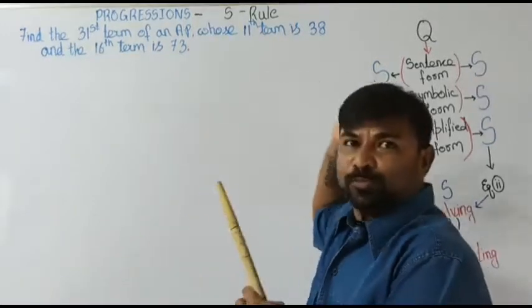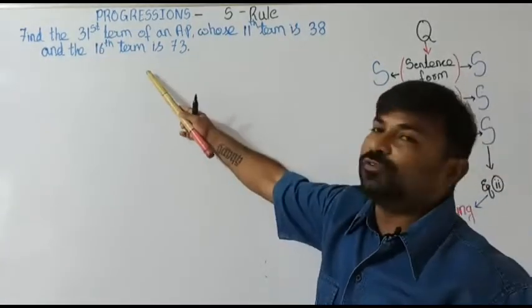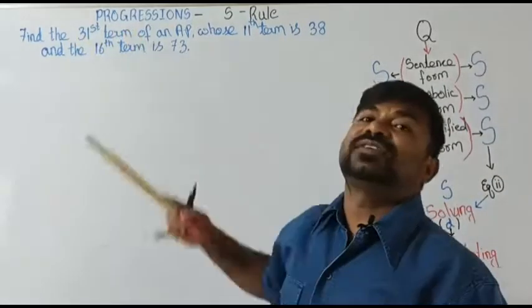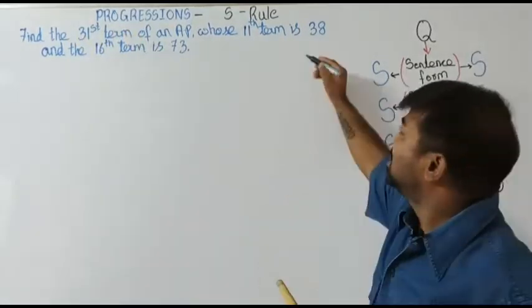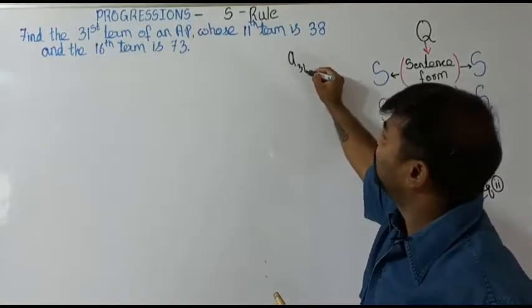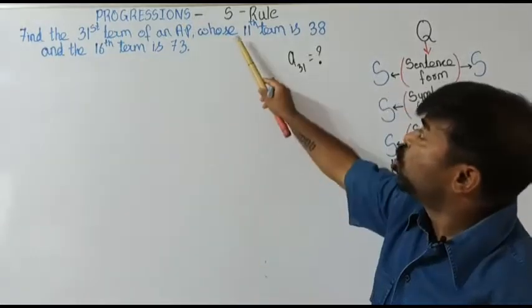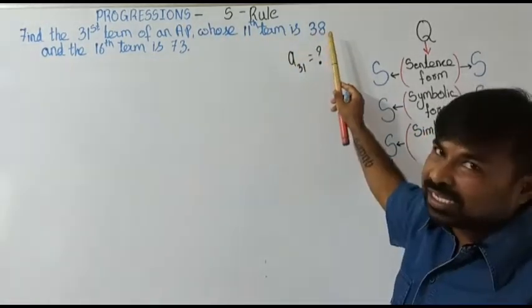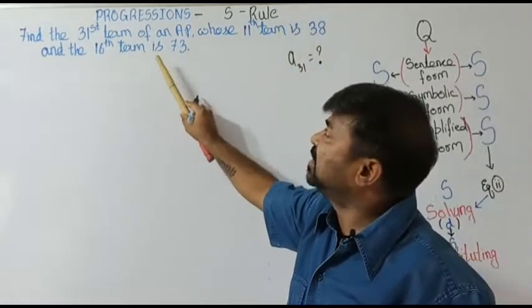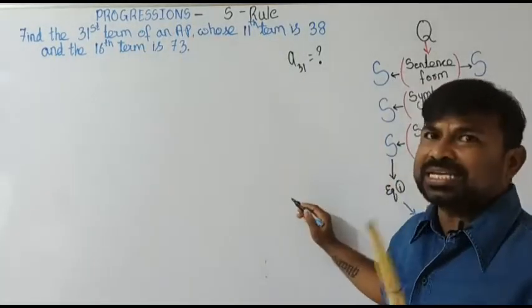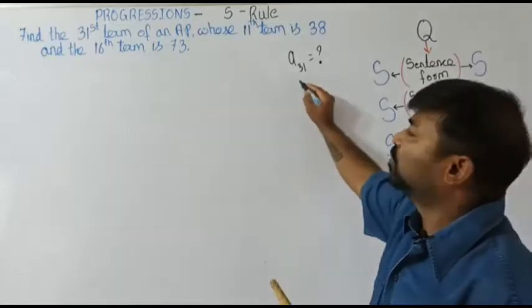To explain that S rule, I'm going for one of the questions of your textbook. Find the 31st term whose 11th term is 38 and 16th term is 73. So what is being asked? He is asking us to find the 31st term.